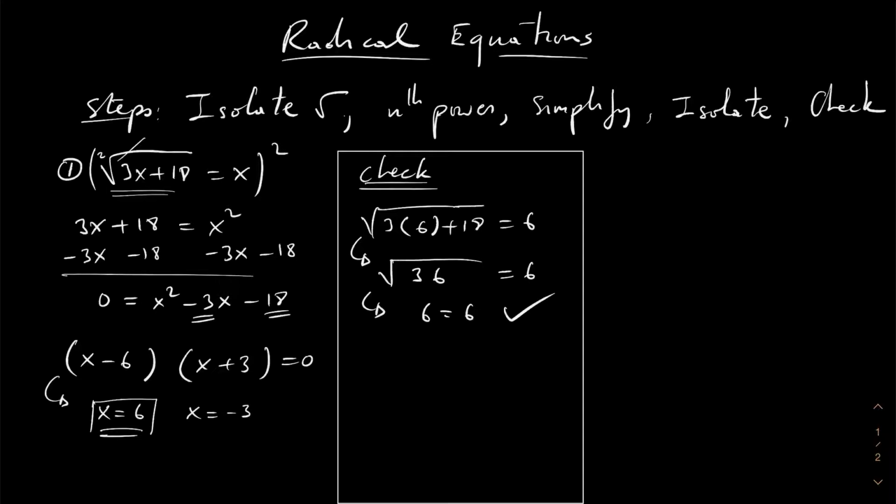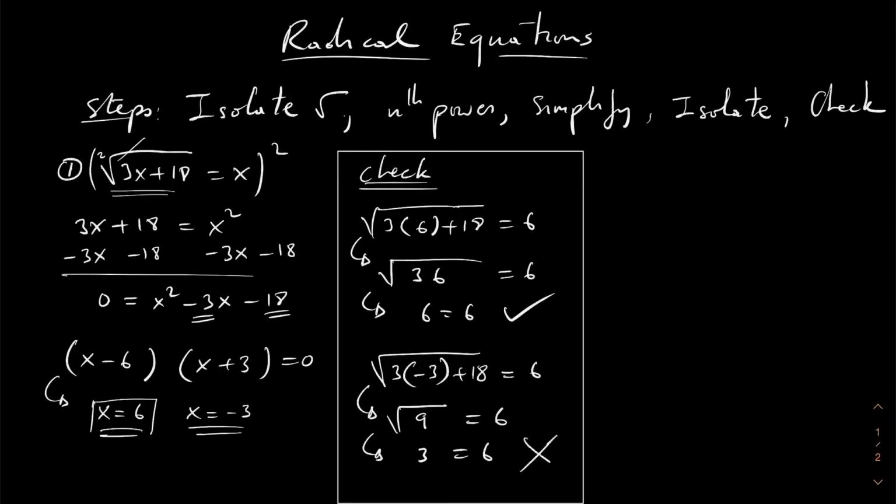Next, let's test negative 3 also. We're going to have the square root of 3 times negative 3 plus 18 equals 6. 3 times negative 3 gives us negative 9, plus 18 will give us 9. So we're going to have the square root of 9 equals 6, which simplifies to 3 equals 6, which is not a true statement, and so that means negative 3 is not part of our solution. Our only solution here is x equals 6, ignoring x equals negative 3.